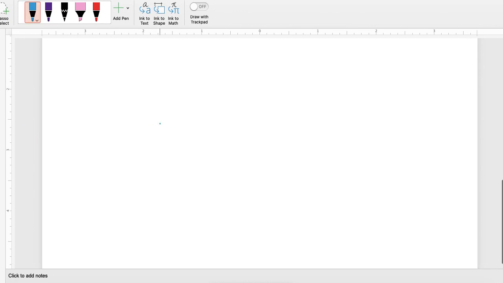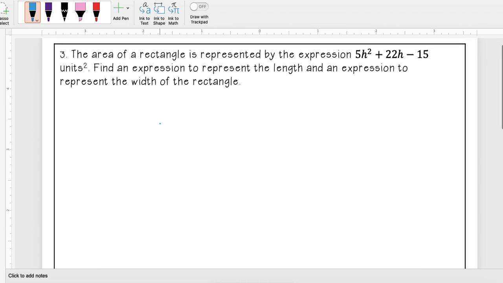Okay, and then the last one, the area of a rectangle is represented by the expression 5h squared plus 22h minus 15. Find an expression to represent the length and an expression to represent the width. So here, I know that my area is 5h squared plus 22h minus 15. I know the area is equal to length times width. So I'm looking for what two things multiply together to get this area. Well, to find that out, I just need to factor this.